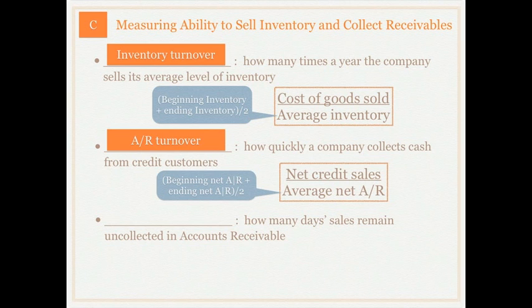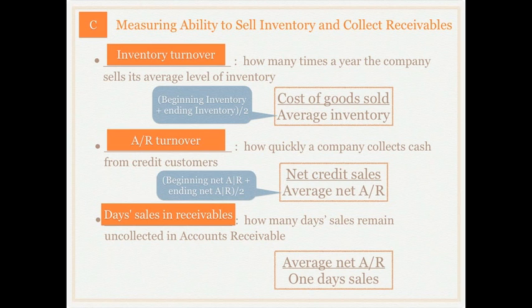And the third ratio used to measure the ability of a company to sell inventory and collect receivables is their days sales in receivables. So how long does a company's sales stay uncollected? To calculate this number, we'll take our average net accounts receivable and divide that by 1 day's sales.